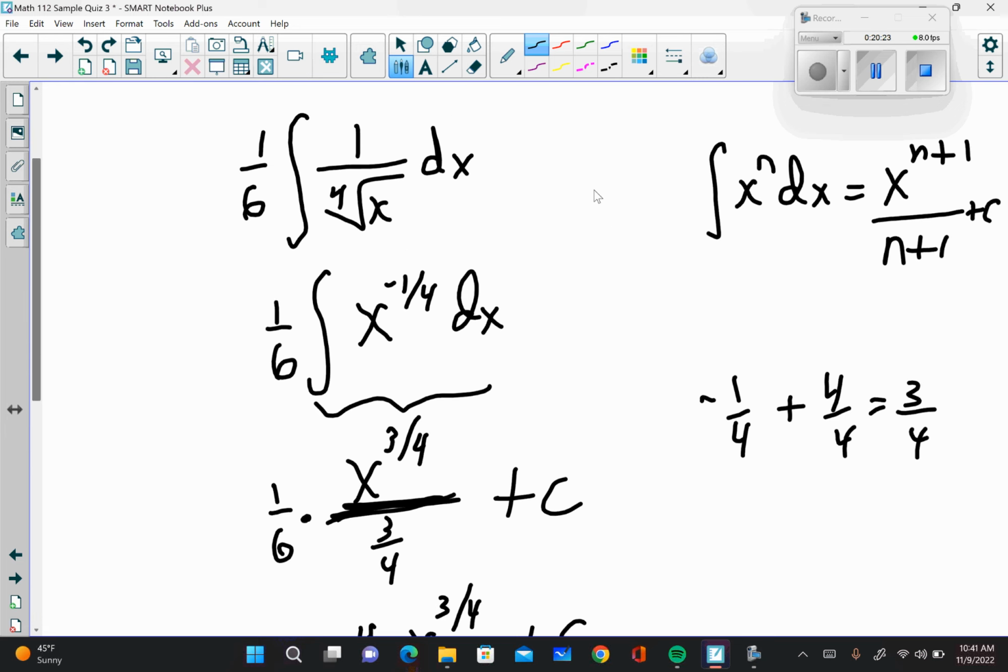By the way, remember this formula cannot be used if n is -1. But here n, the exponent, is not -1. That's why we use this formula.